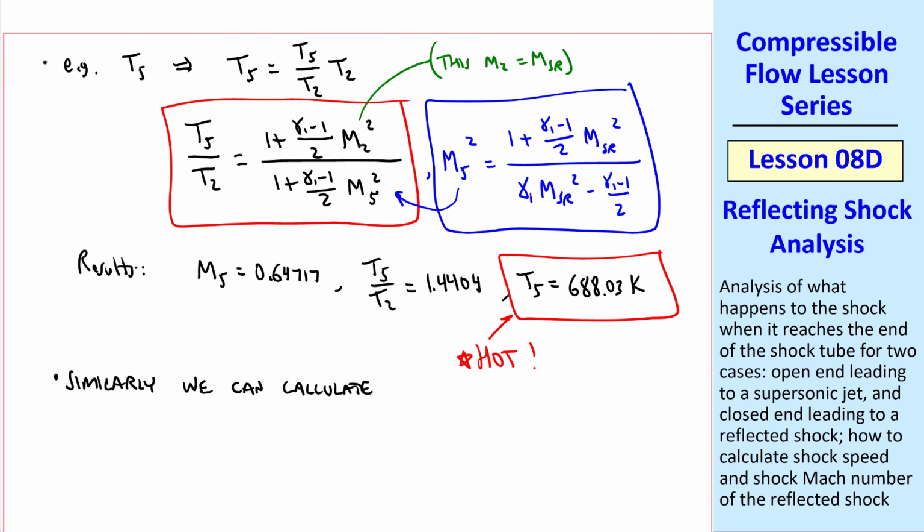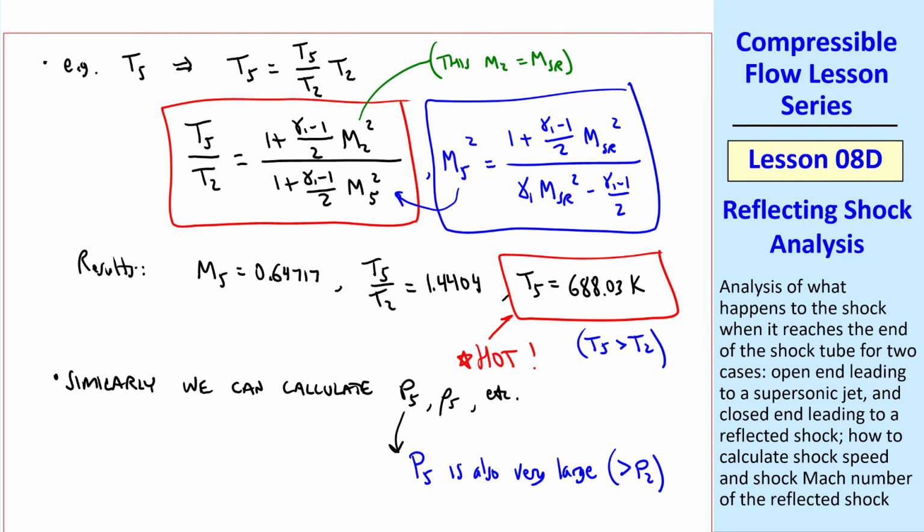Similarly, we can calculate P5, rho 5, etc. as needed. We find that P5 is also very large, in other words, greater than P2. Just like T5 is greater than T2. So we also get a very large pressure rise after the reflected shock.